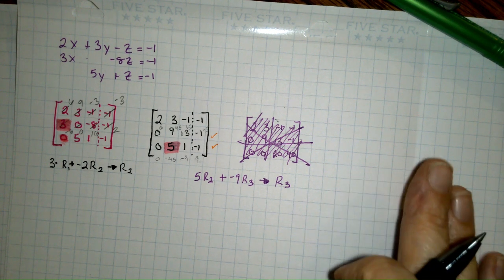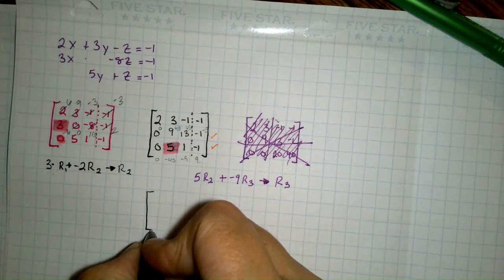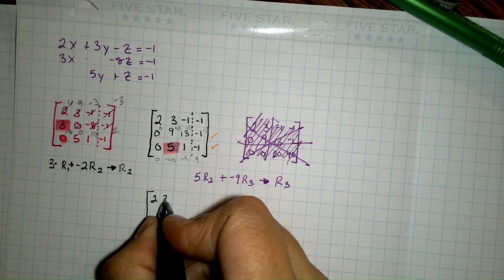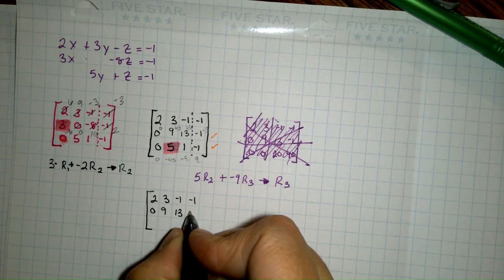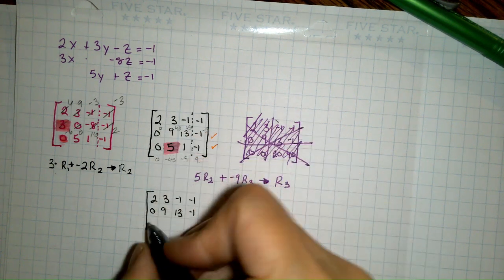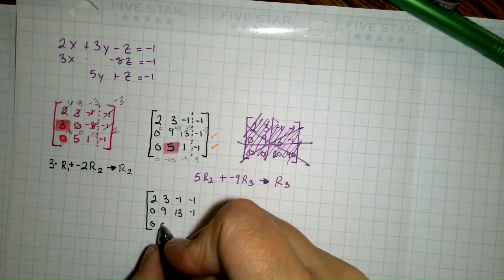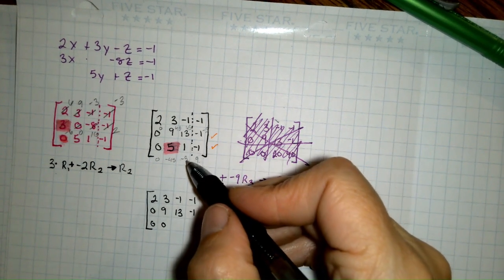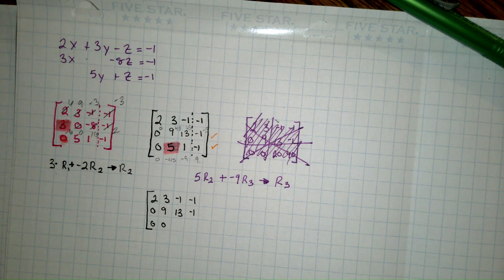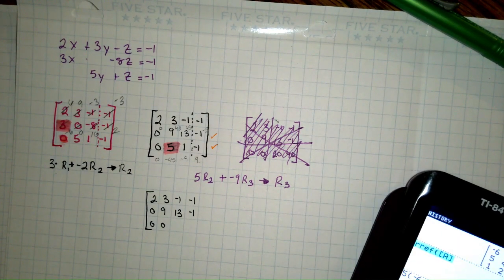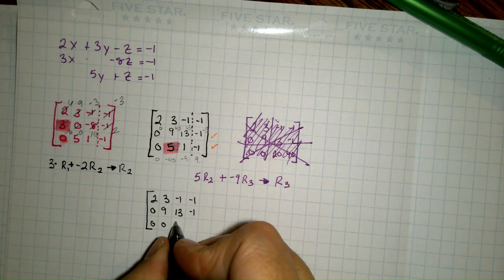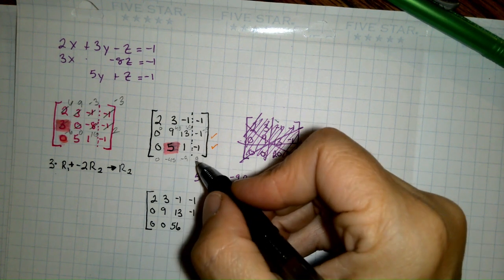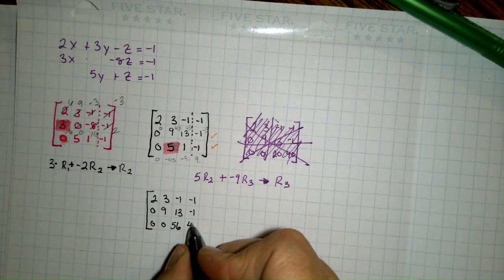Teach me to make videos in the evening, right? So we have 2, 3, -1, -1, 0, 9, 13, -1. Okay, 0 and 0 makes 0. 45 and -45 is also 0. 65 minus 9 is, let me just double check because I'm saying it's 56 in my head. Yes, it is 56. You ever have those days where your brain is fried? -5 and 9 makes 4.